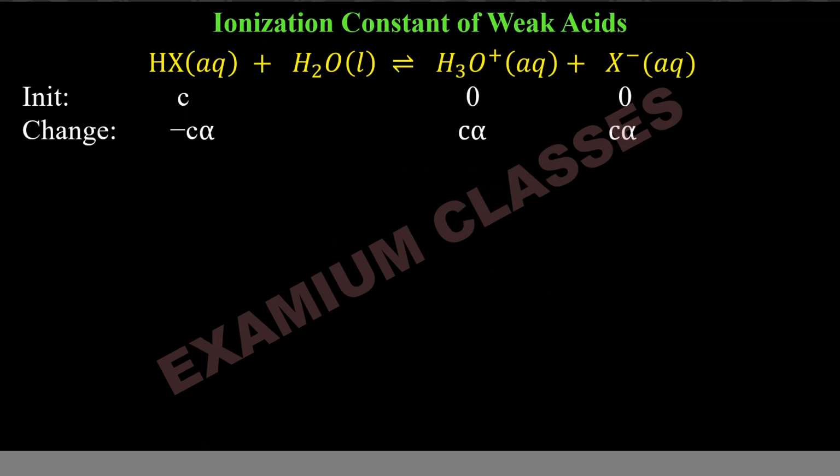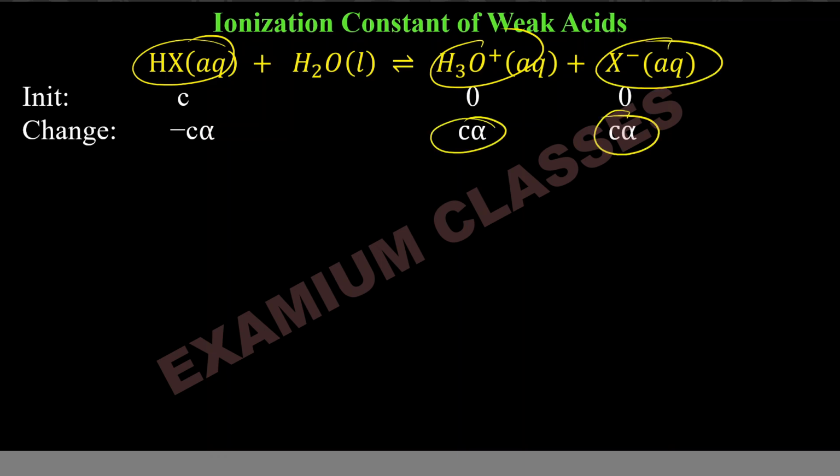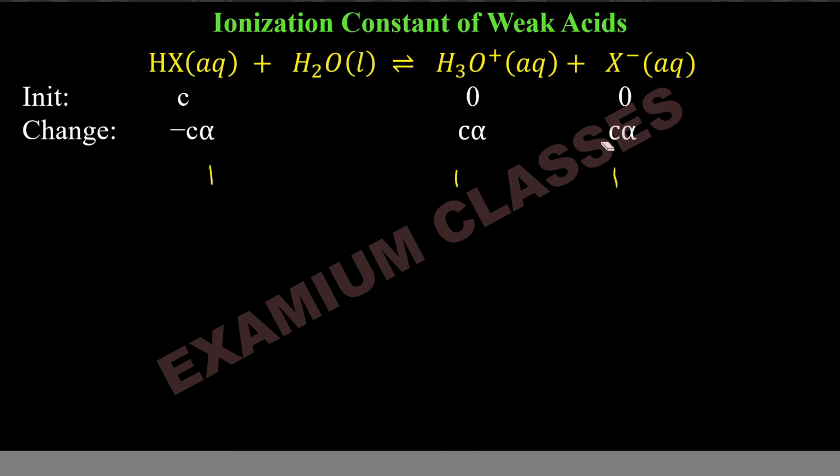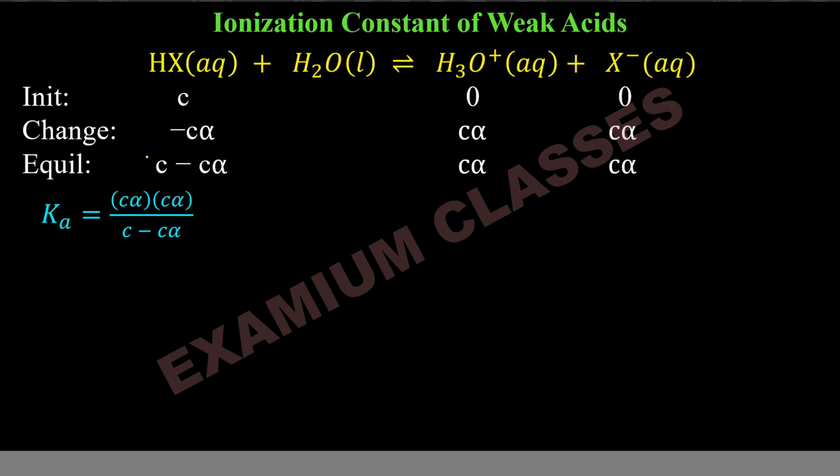So here the change will be minus C alpha. Why minus? Because it is getting consumed. And because the ratio is 1 is to 1 is to 1, it means same moles will be produced. Same number of moles will be produced. Here X is C alpha. In simple terms, what we used earlier as X is C alpha here. So at equilibrium, what will be the concentration? It will be initial concentration and then whatever got consumed, that is C minus C alpha. Okay. C alpha here, total here C alpha, total here C alpha.